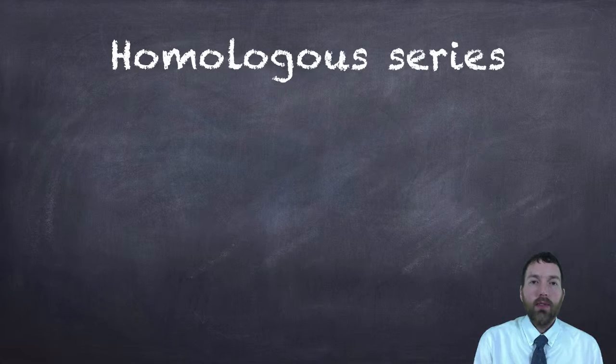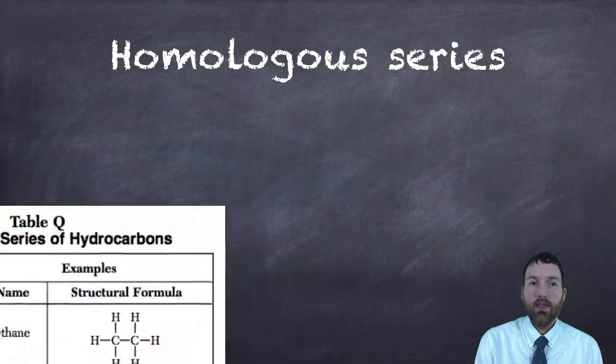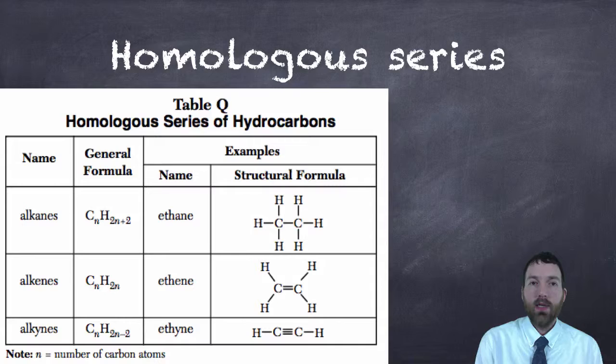So hydrocarbons fall under 3 categories called homologous series, and there is a table in your reference tables called Table Q that has a nice summary of these homologous series for you to reference. So we'll be talking about these 3 kinds of homologous series in other videos, but they're called alkanes, alkenes, and alkynes.